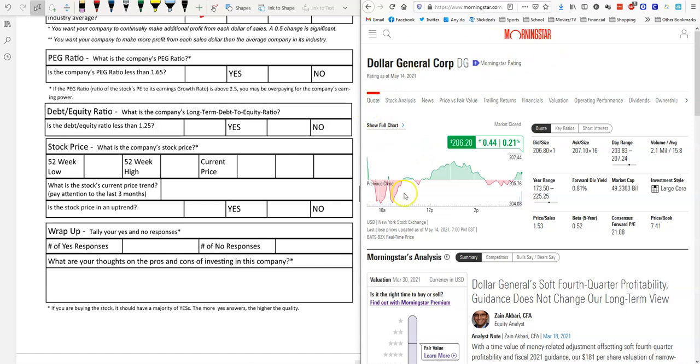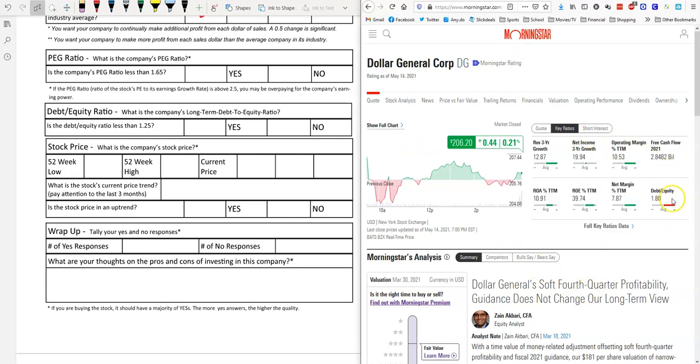So I start on the front page of Dollar General like I've done on the previous videos. And I'm going to show you where to find these. So you go to key ratios again, and there is debt to equity at 1.88. So that is how much debt you have versus how much equity you have in the company. And you generally want as low a number as possible on that.